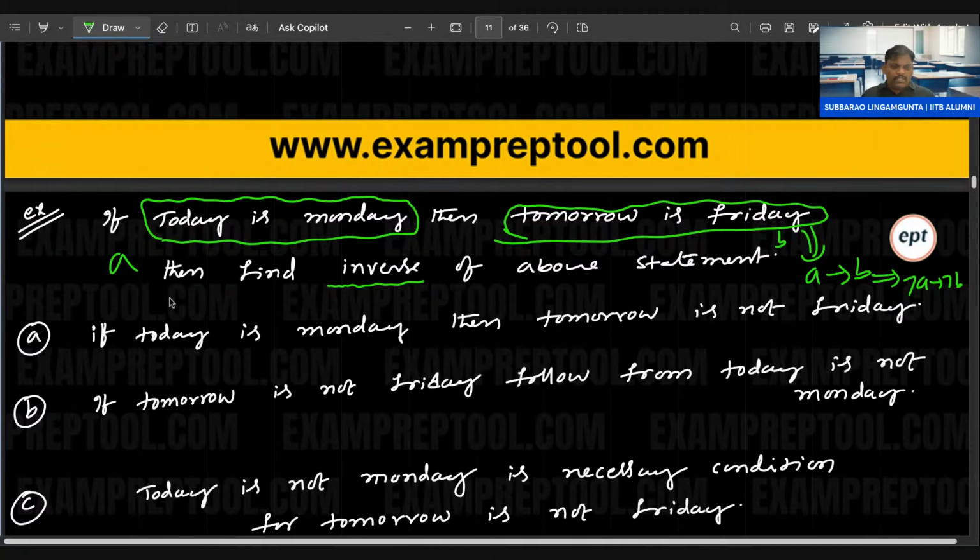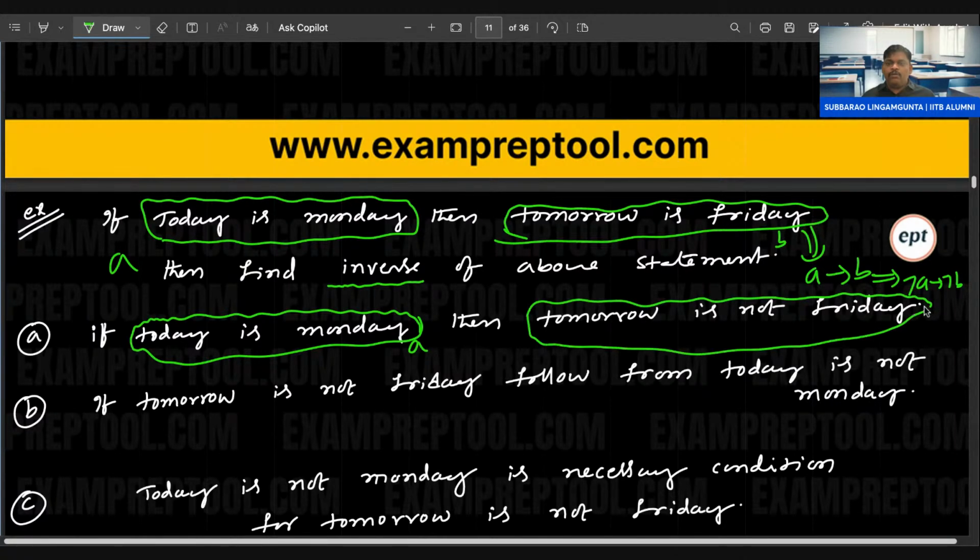Let's go to option A. If today is Monday, then tomorrow is not Friday. Today is Monday is A. Tomorrow is Friday is B, so not Friday means negation B. Then what is the inverse? Inverse is negation, so negation A implies B. I think it's not. Let's go to B.